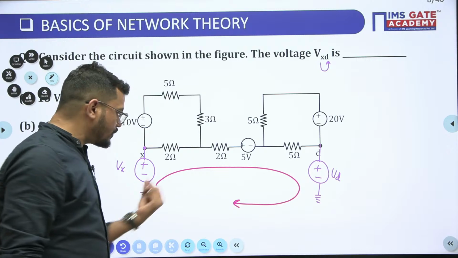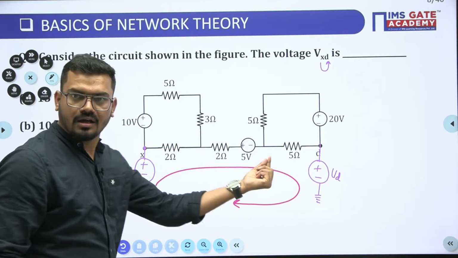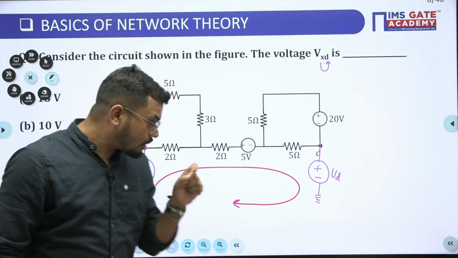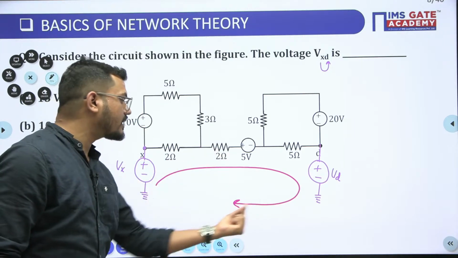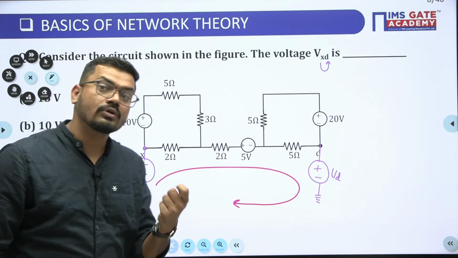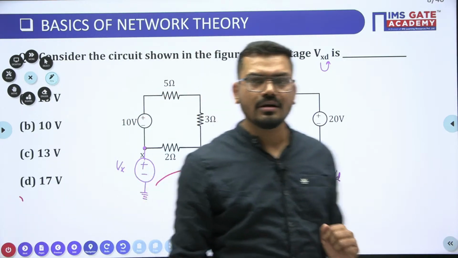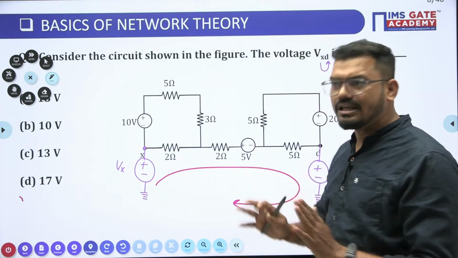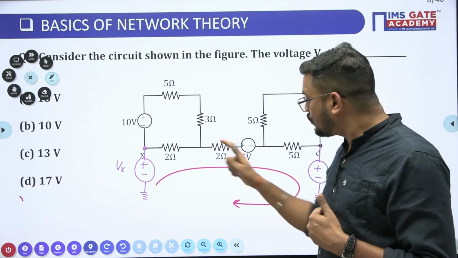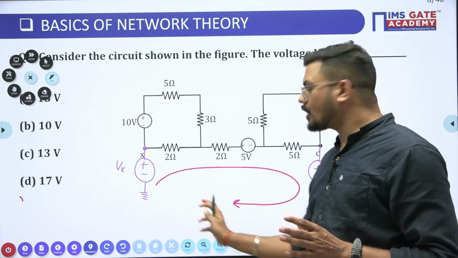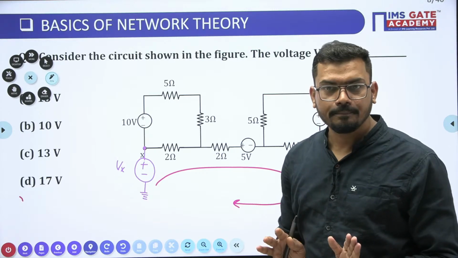Now what we have to do is take a loop, guys. We have a closed path, from ground to ground. So we just have to write a KVL. But here we have a problem, guys. While writing KVL, we should know the voltage across all the elements which are part of this loop.